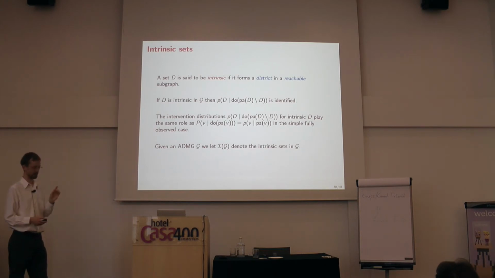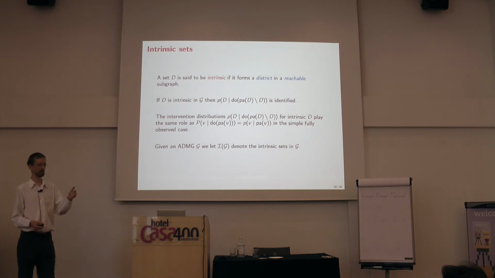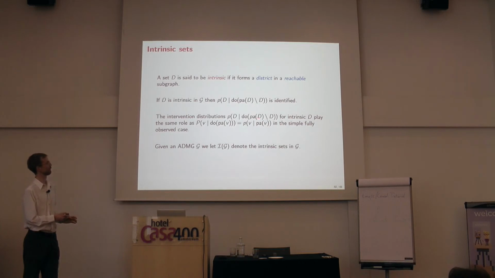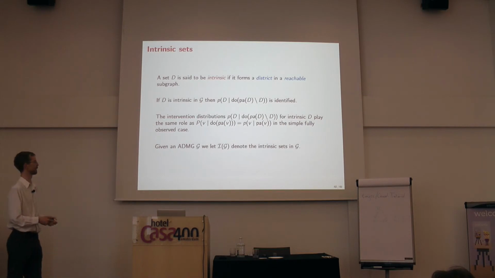So these are the atomic parts that answer every intervention query, in the same way that when the DAG is fully observed it's a variable given its parents. I said that we had pieces that look like this, but we can be more specific about this. It's pieces that look like this where D is some district in a reachable graph, in a graph that's reachable starting from the original graph G. And we'll use I(G) to denote the intrinsic sets in G.